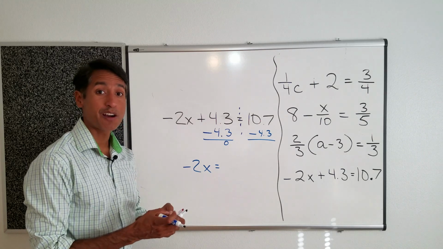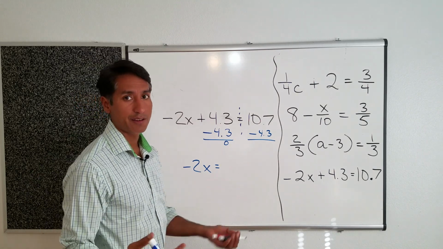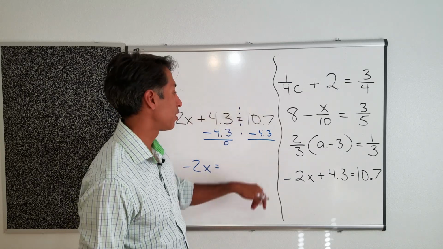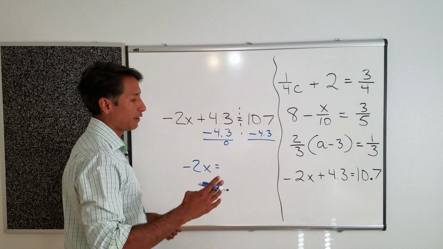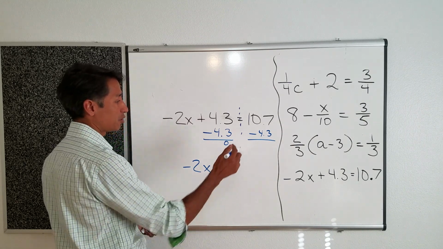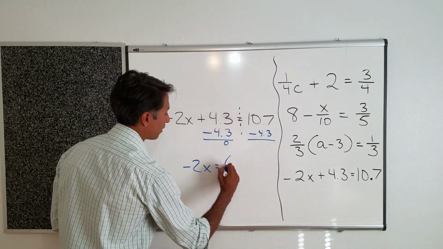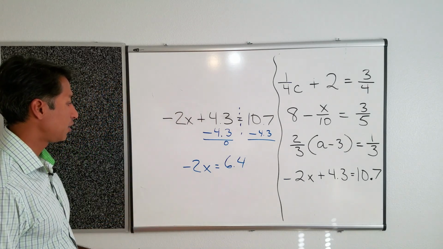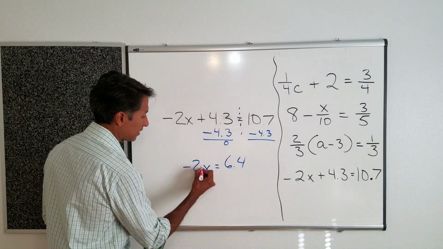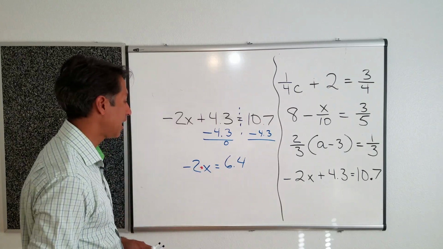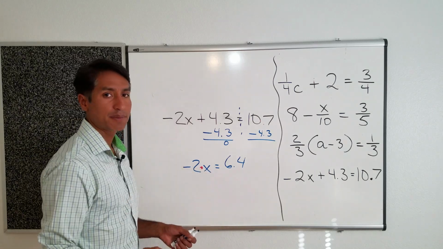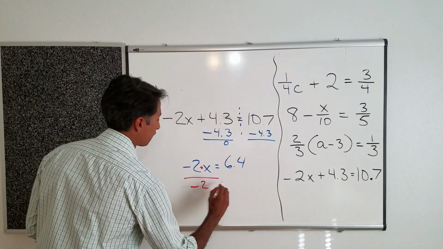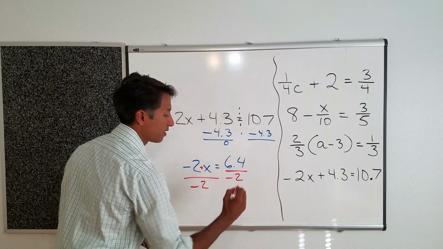Get a calculator, do it on your own. I don't know how you're being taught this stuff. If you have a calculator available, then just subtract and get 6.4. And if you don't, then do it the long way. Subtract 4.3 from 10.7. Okay? And then from here, we need to further get this by itself. Remember, that's negative 2 times x. So if it's a times x, we do the opposite and divide. Divide by negative 2. And what you do to one side, you have to do to the other.